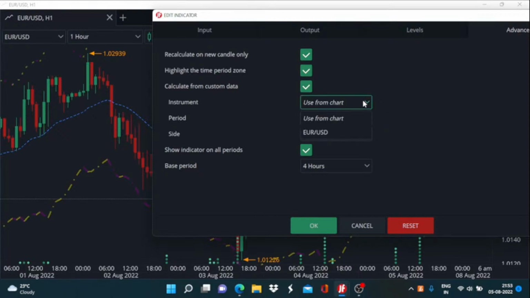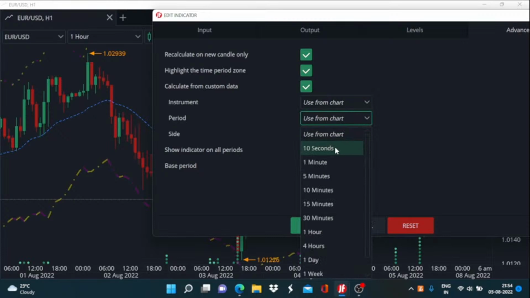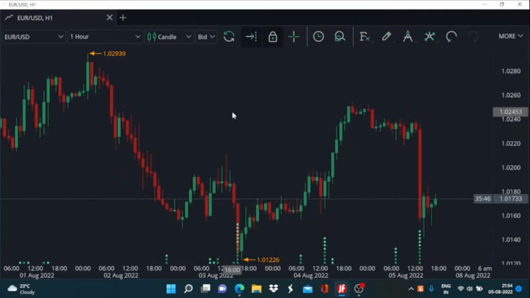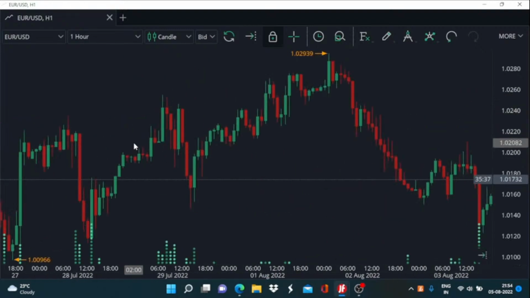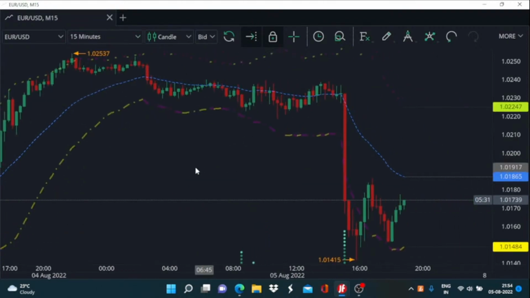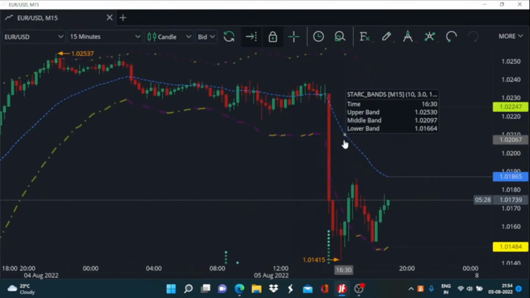So coming to the instrument, it can be anything from the chart, or we can keep it fixed to the Euro USD. And the calculation period can also be varied, anything from 10 seconds to 1 month. We have this option provided to us, so we can try out different kinds of candle periods for calculation. Let us wait, it will be plotted. We have opted for 15 minutes. So we now have the calculation being done on the 15-minute formation.